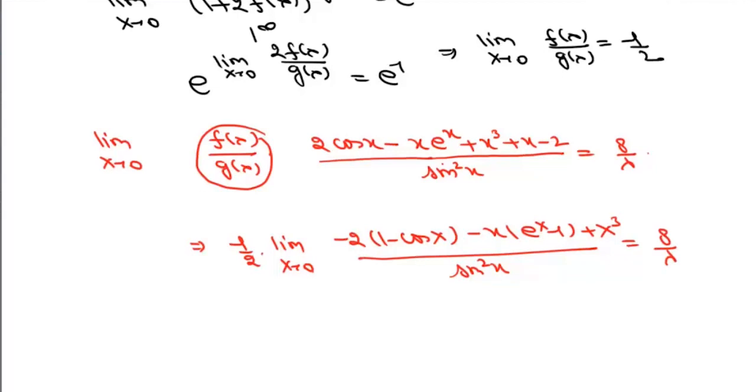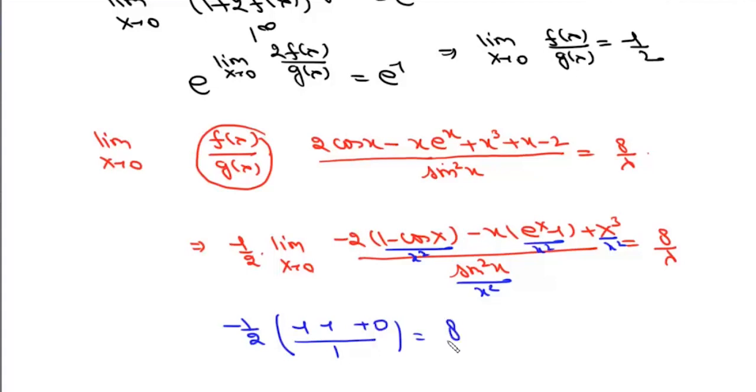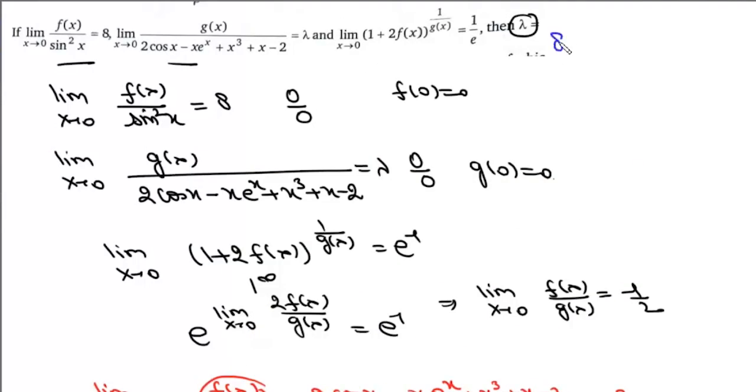What we'll do is we'll divide numerator and denominator with x square. Now this is minus 1 by 2. Now 1 minus cos x upon x square is 1 by 2. So this is minus 1. Here e to the power x minus 1 upon x is 1. x will cancel. So this is minus 1 plus 0 upon 1, that is equal to 8 upon lambda. So clearly value of lambda is 8. And that is the answer to this question.